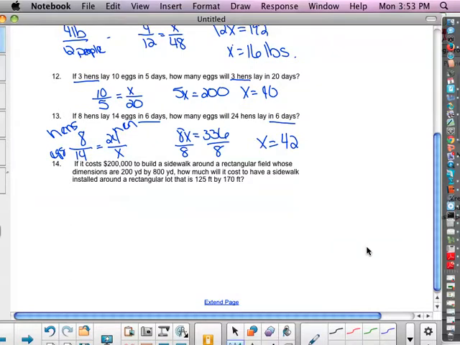Number 14 says if it costs $200,000 to build a sidewalk around a rectangular field whose dimensions are 200 yards by 800 yards, how much would it cost to have a sidewalk installed around a rectangular lot that is 125 by 170?